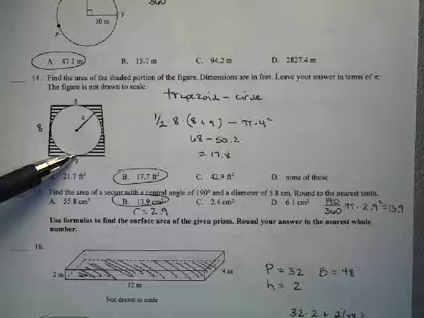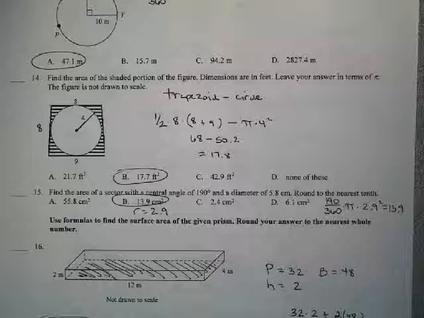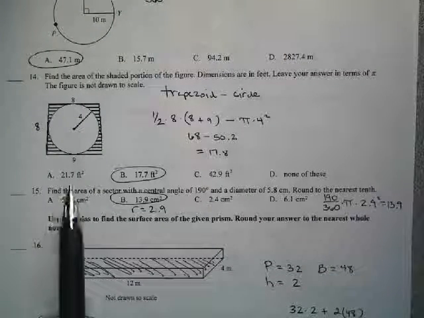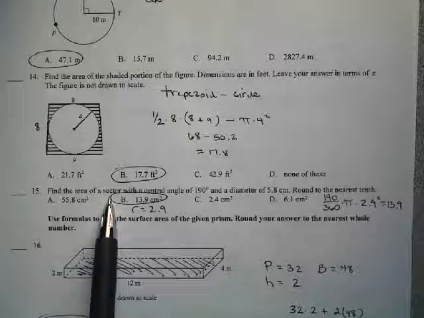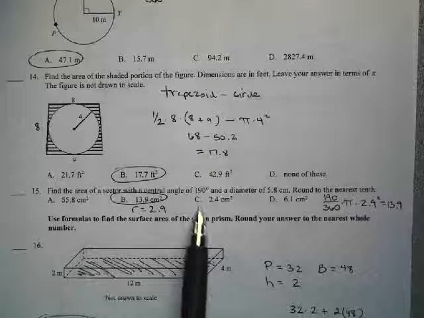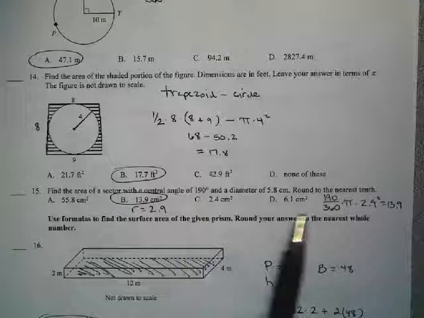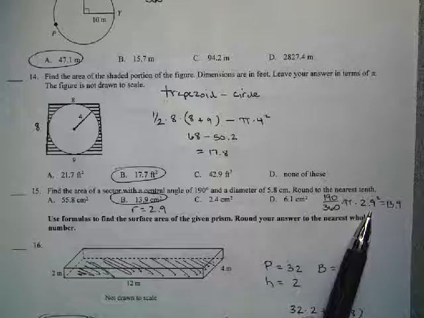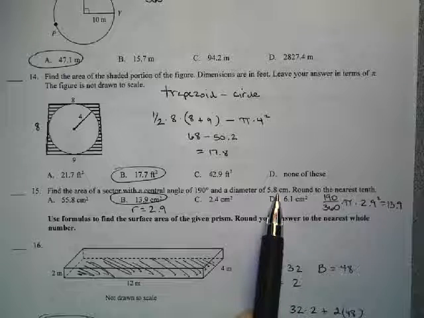And then finally on this part of the answer key, area of a sector. So that is a portion of the area of a circle. So we do the central angle divided by 360 times pi times radius squared. So this had a diameter of 5.8, divided by 2. Final answer 13.9. This is the end of part 1 of our video answer key.